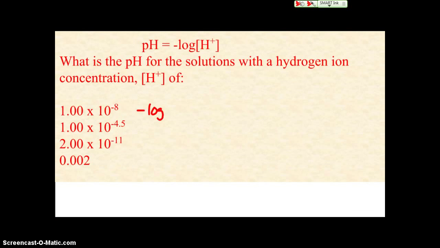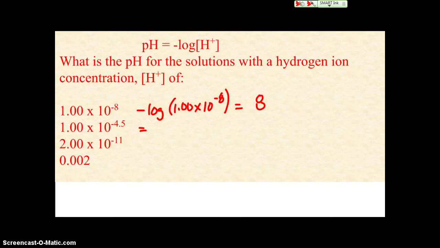You take the negative log of whatever your concentration is. This one is 1 times 10 to the minus 8th, and you plug it into your calculator just like that. Use your negative button, log, plug in the value given, make sure you close your parentheses, and you end up with 8.